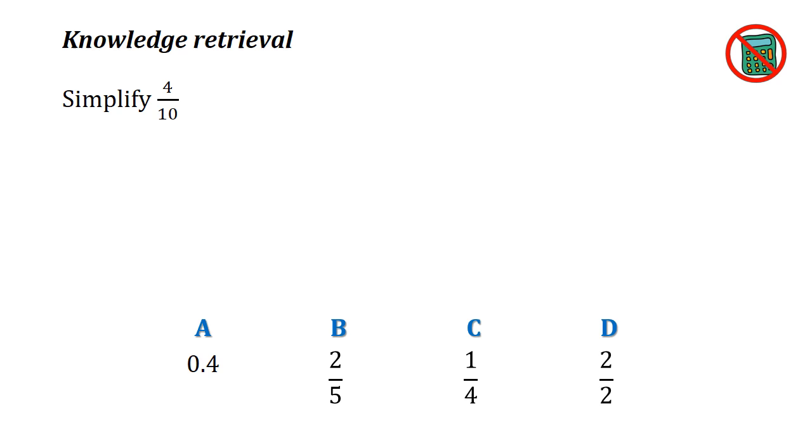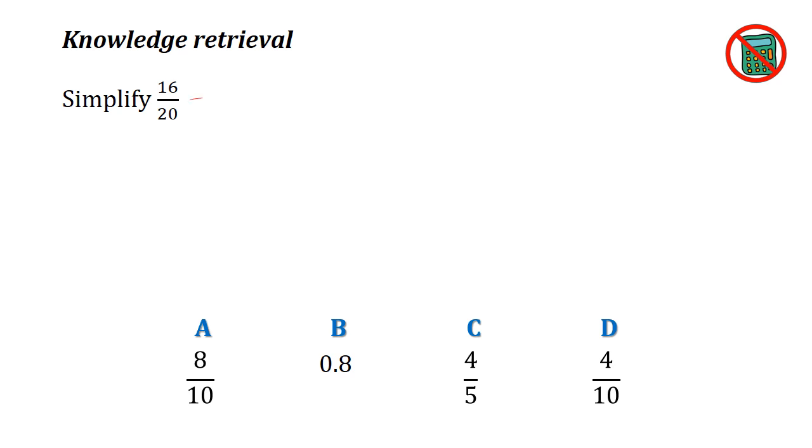Right, question number one. In order to simplify a fraction, you need to divide the numerator and the denominator by the same thing. 2 goes into both numerator and denominator. 4 divided by 2 is 2. 10 divided by 2 is 5. Therefore, B was the correct answer. Right, have a go at this one.